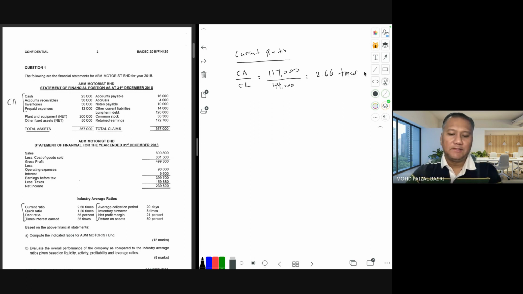Okay, 2.66 times. So keep it two decimals for comparison. Kalau you tengok dekat dalam soalan pun dia bagi some of them in two decimals point kan. So you follow je question ni, kalau two decimal, you letaklah two decimal. Okay, so that's how we calculate for the first ratio, current ratio.